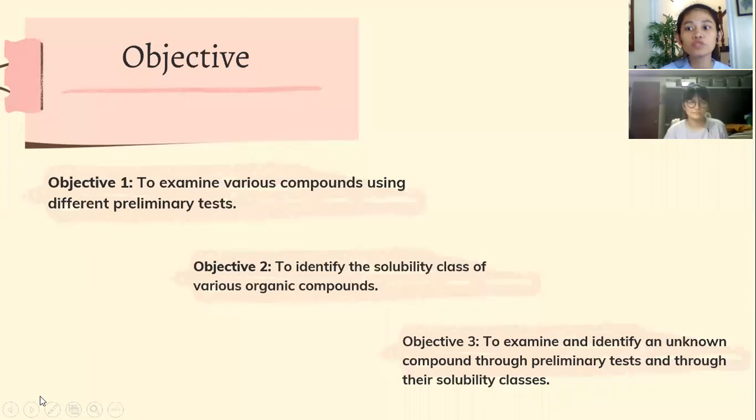The first objective of this experiment is to examine various compounds using different preliminary tests. The second objective is to identify the solubility class of the various organic compounds. The third objective is to examine and identify an unknown compound through preliminary tests and through their solubility classes.